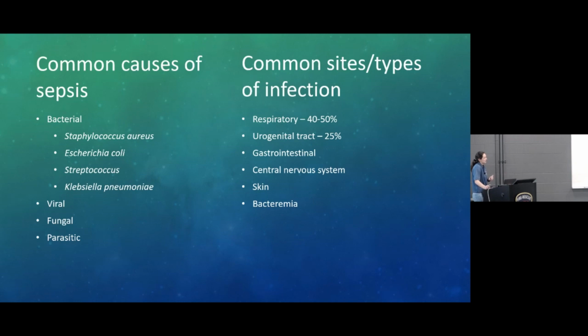And then common sites and types of infections. Multiple different places listed different percentages, but it seems like the 2 most common for sure were respiratory, with pneumonia being 40 to 50% of causes, and UTIs being about 25%. For the UTIs, E. coli was the number 1 cause of those. And then GI, CNS, skin, and bacteremia, especially in IV drug users.